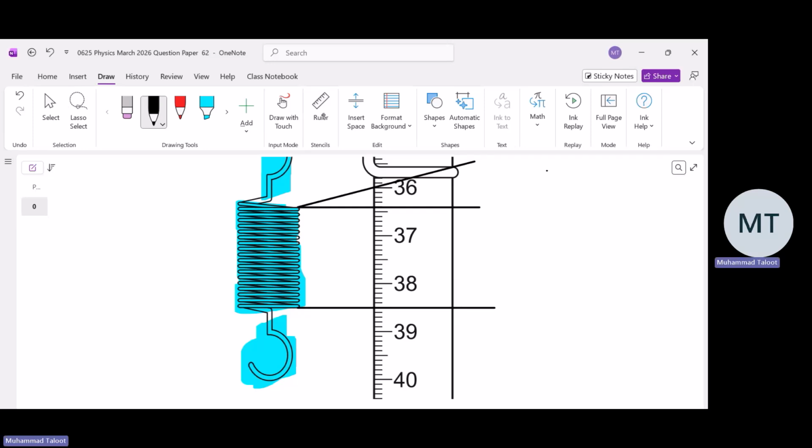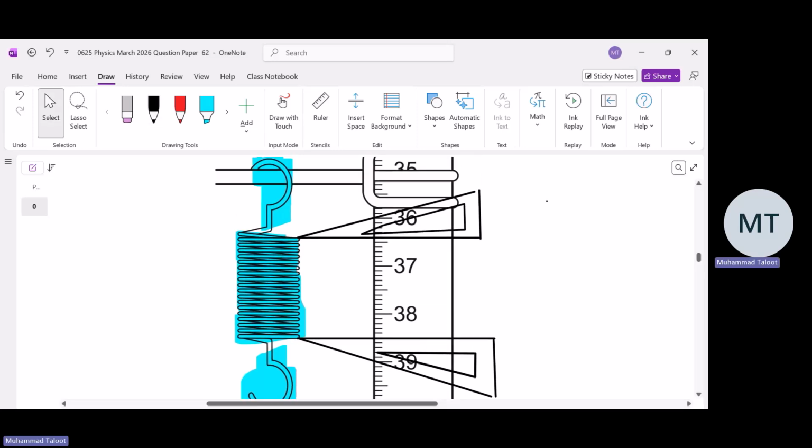Use a set square. Draw a set square here, in this way. You can even draw a small triangle inside this as well. Yeah, it is a representation of a set square.